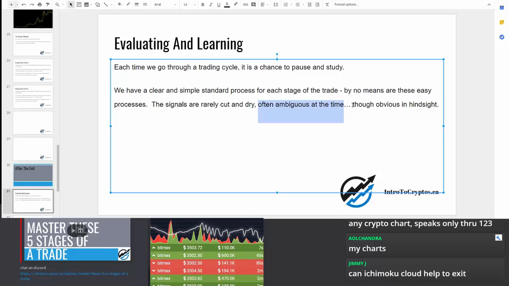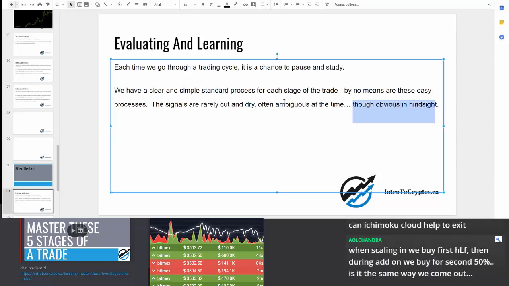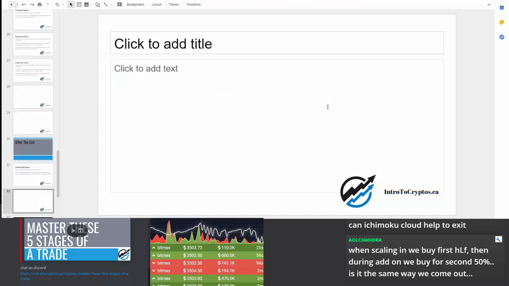Though when you look at the charts in hindsight, you go, well, it's obvious. This is what should have been done at the time. But often, even though we have a clear process and it's simple, the signals are ambiguous, they're not cut and dry, and they're very difficult to do.